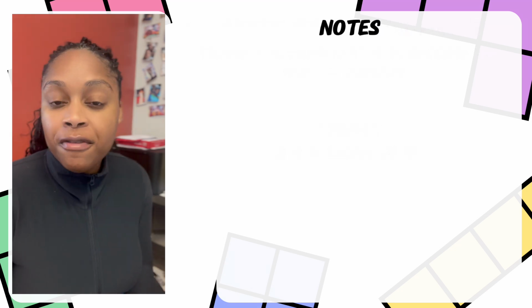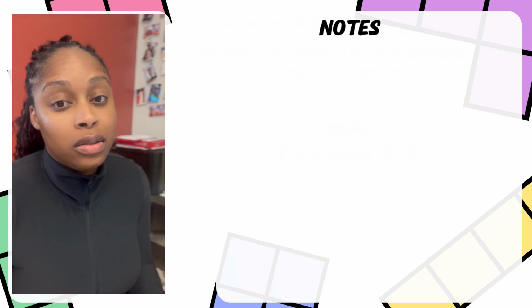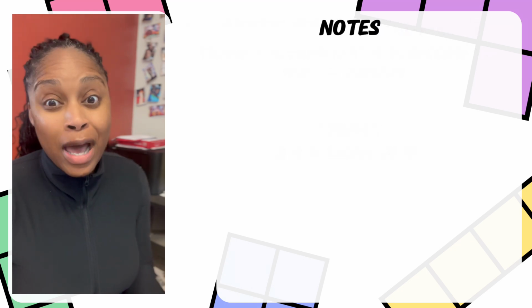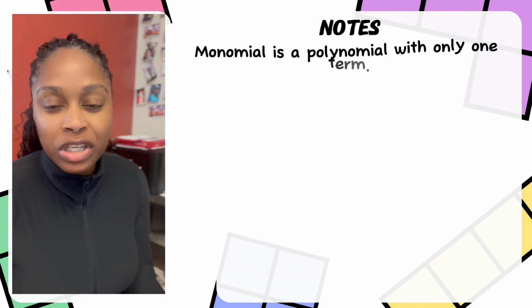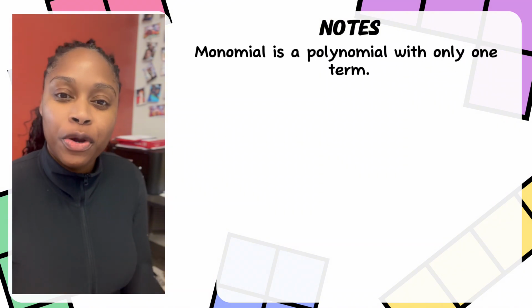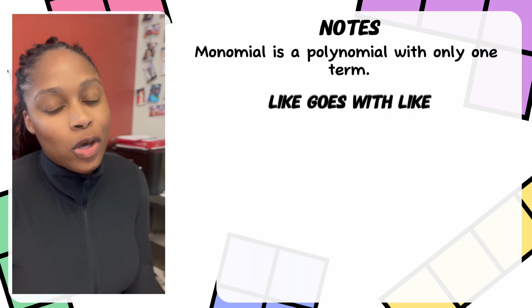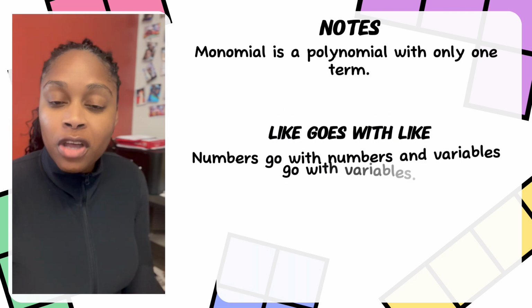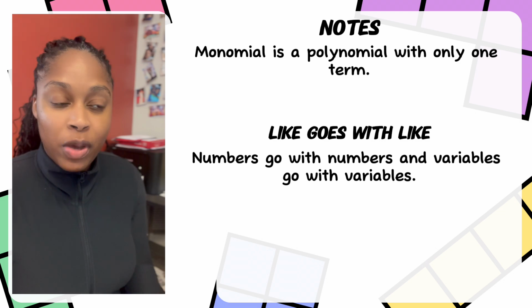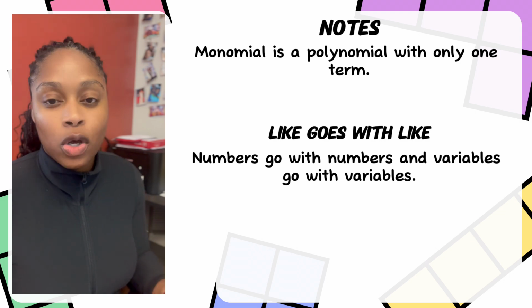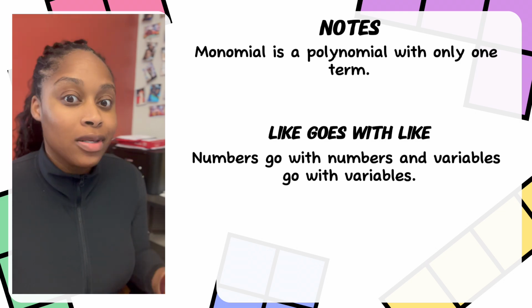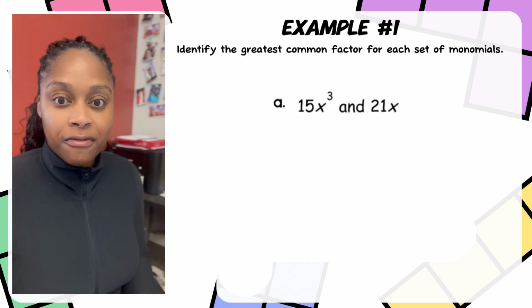All right, so for our first example, we're going to be talking about factoring a GCF from monomials. And remember, a monomial is just a polynomial that has one term. When we are factoring monomials, we just want to remember that like goes with like. Numbers go with numbers, variables go with variables. So if we have multiple variables, the x's go with the x's, the y's go with the y's, and so on and so forth. So let's try our first example.